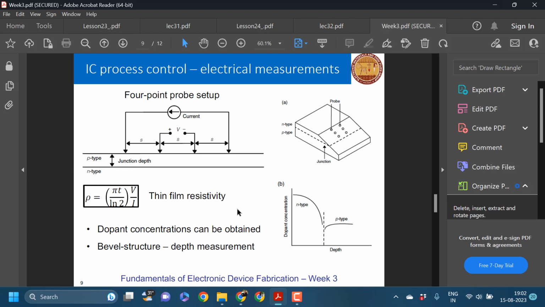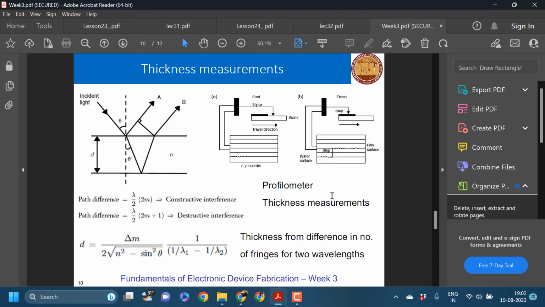Okay, and next is physical parameter measurements. Physical parameter measurements means that we need to make sure that whatever we have manufactured, its dimensions will fall within a particular limit. And for this physical measurements, we will be using certain techniques like white light interferometry, spectrophotometers, ellipsometry, profilometry, etc.